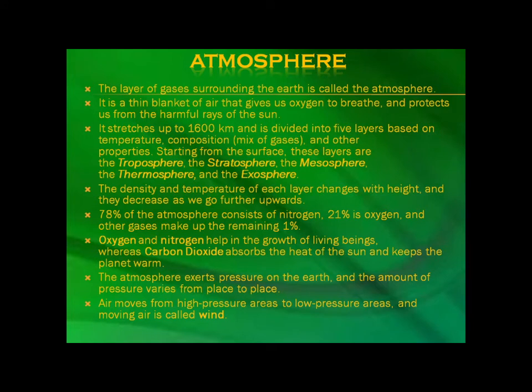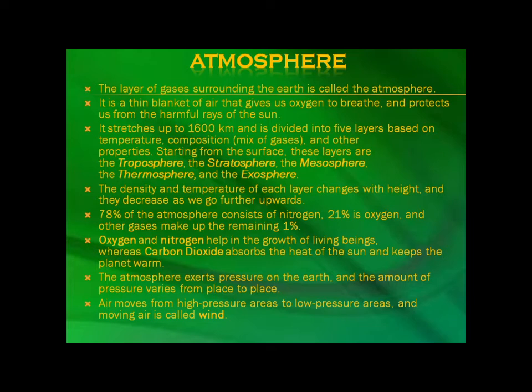Now let's learn about atmosphere. The layer of gases surrounding the earth is called the atmosphere. It is the thin blanket of air that gives us oxygen to breathe and protects us from harmful rays of the sun. It stretches up to 1600 kilometers, and is divided into 5 layers based on temperature, composition, that is mix of gases, and other properties surrounding from the surface.